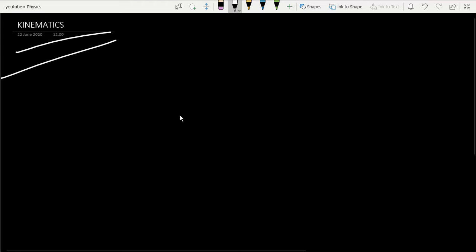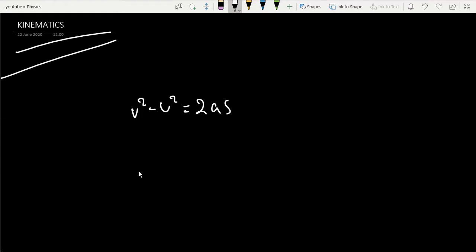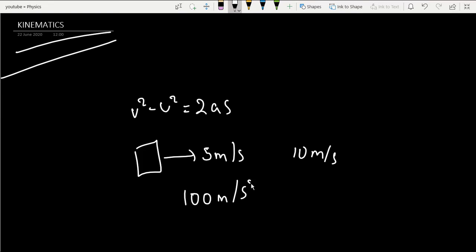Similarly, you can take the same examples for different equations. So for a different equation, let's take v square minus u square is equal to 2as. We know this equation. So the question is, a body is moving with an initial velocity of 5 meter per second and the final velocity is 10 meter per second. And it has an acceleration of, let's take 100 meter per second square. These are all hypothetical situations, so we're just taking a question. The question is to find the displacement.